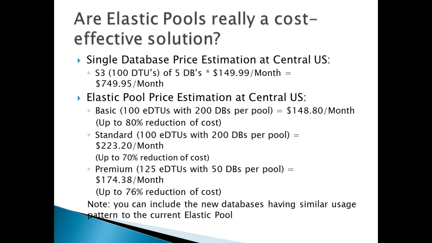Now, in an elastic pool price estimation at Central US, you take a basic tier with 100 eDTUs and a 200 DB pool, which means you can accommodate 200 databases in a single pool. The cost would be $148 per month. It means up to 80% reduction, and if you go with standard and premium, you will save 70% and 76% of the cost respectively.